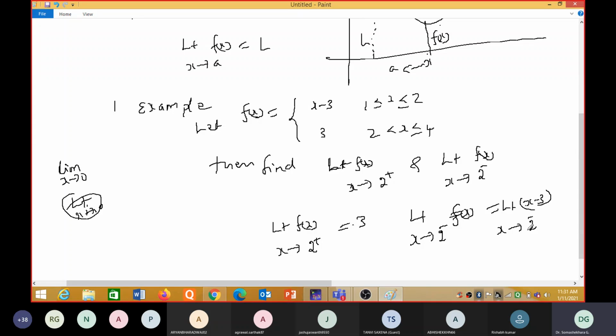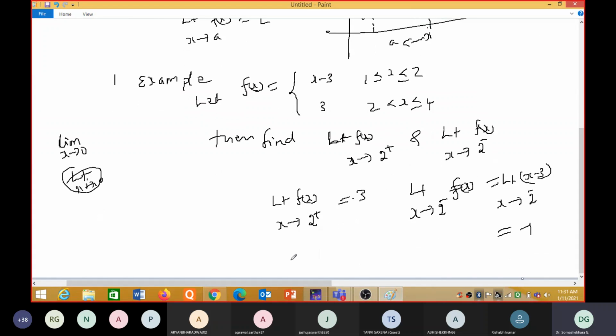It will become x minus 2. What is x minus 2 now? X minus 2 is minus 1. So in this case, the left hand limit is not equal to the right hand limit. The function is not continuous at that point 2. Okay, this is over.